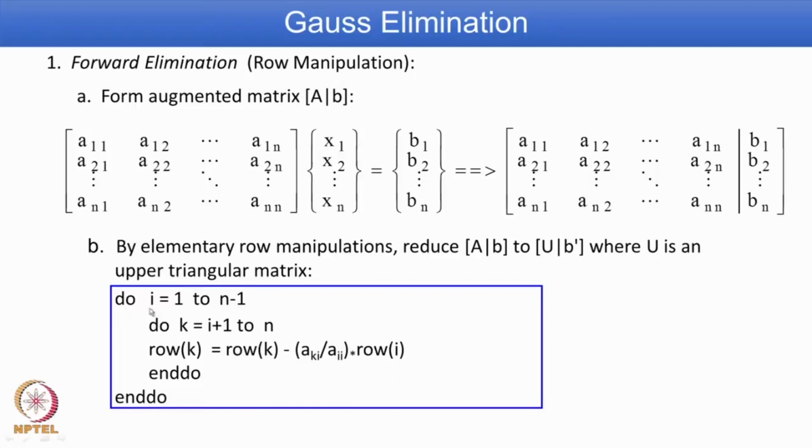So, do i equal to 1 to n minus 1, and k equal to i plus 1 to n, you have row k equal to row k minus a multiple of row i. This is the pivoting operation, and you end the do loops.